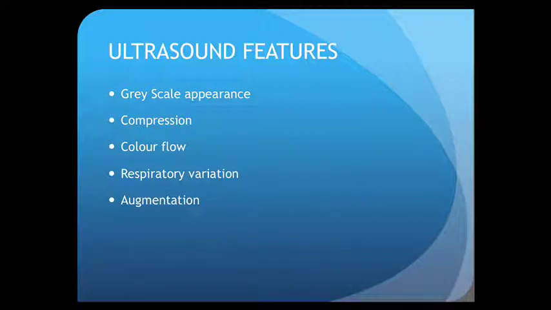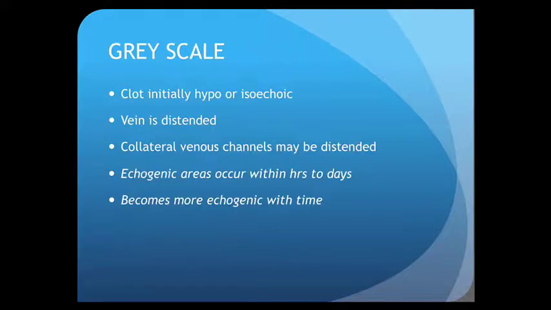So when we are looking for thrombosis, there are a number of ultrasound features that we look for. We're going to concentrate on the first two, the grayscale appearance and compression, but we're also going to talk about some of the Doppler features, colour flow, respiratory variation, and augmentation. So, grayscale. This is the normal 2D image that you're going to look at, and normally veins are anechoic. The blood that's within them doesn't give any reflection, they look black.